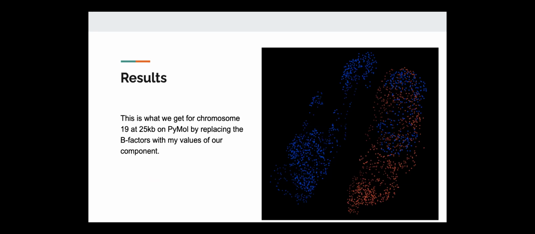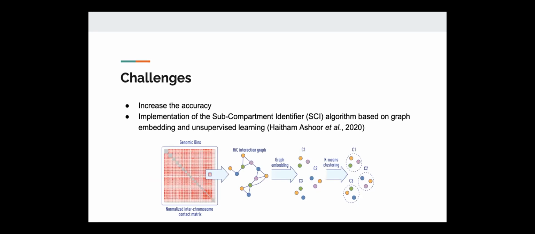So what we wanted to implement is the subcompartment identifier that has already been described in the last two presentations. We want to implement it to be able to define subcompartments from the two that we already have and compare it to the Rao et al. paper that was presented during the kickoff meeting. And we still have to increase the accuracy, which is about 52%, that I showed previously. So that's it for the moment. Thank you for your attention.